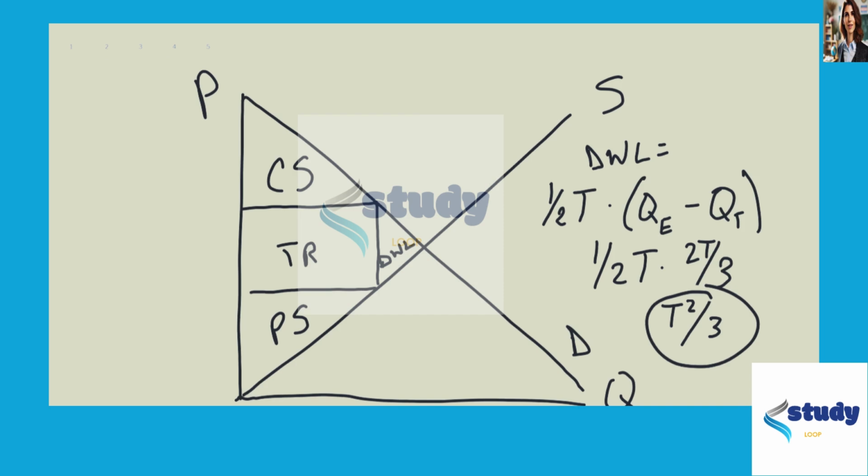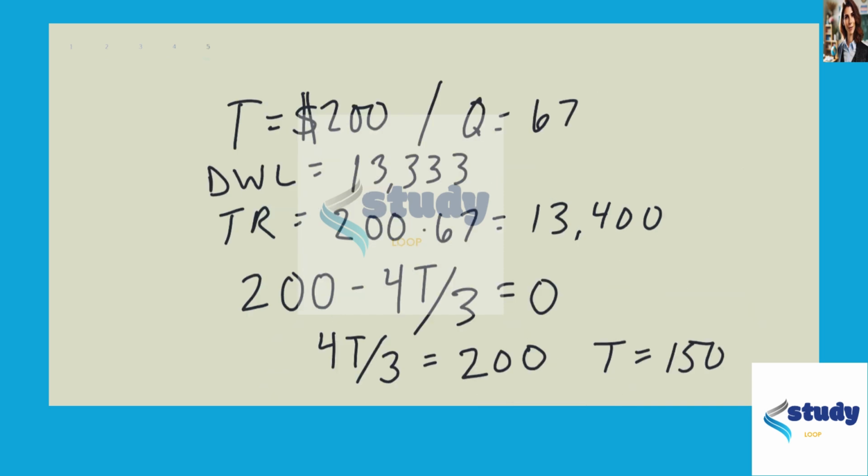Now that we have all that, let's take a tax of 200. We can solve for a quantity of 67, and then our deadweight loss would be 13,333 with a 3 repeating, so we just let that drop. The tax revenue is going to be, again, just the tax times the quantity, and we get 13,400.